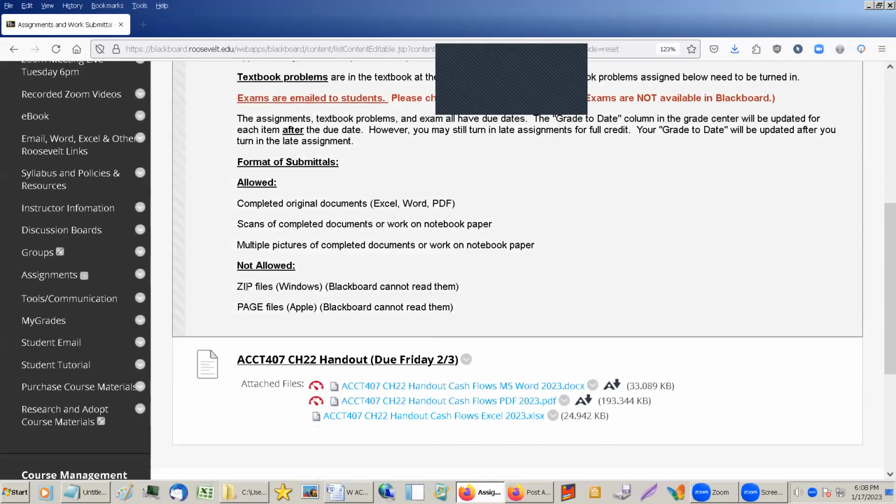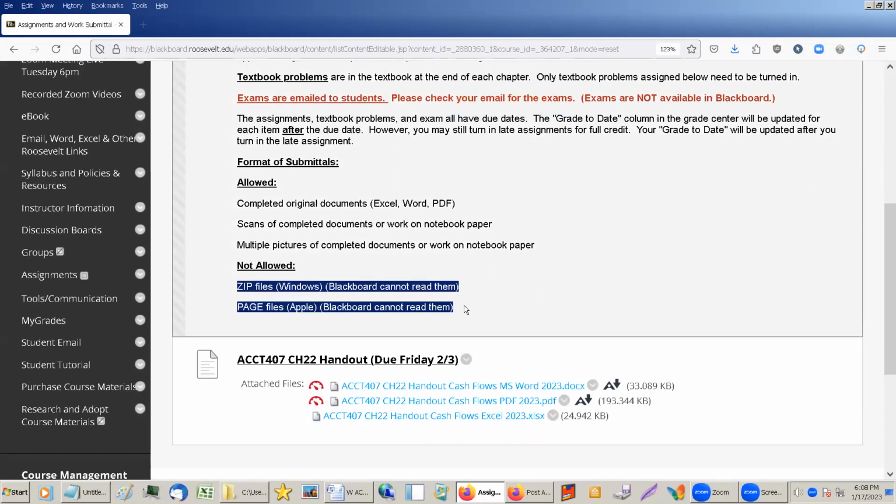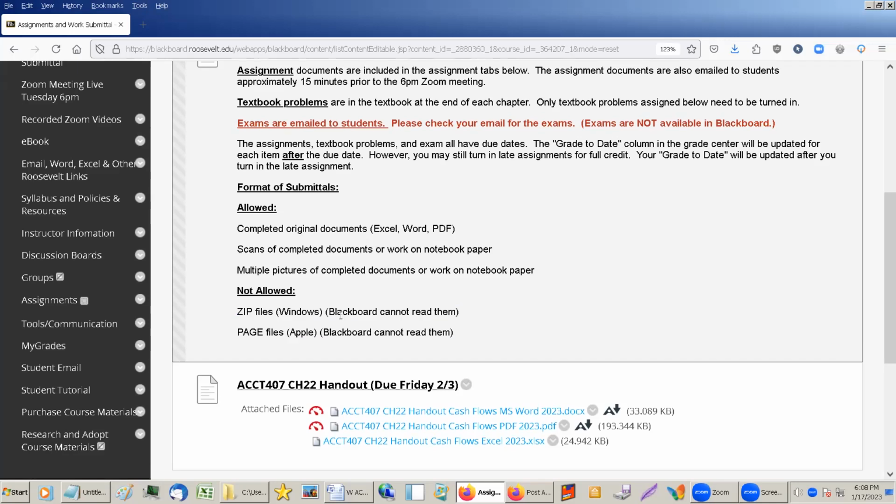Now, the thing that is not allowed are zip files and Pages files. These are both when they take a bunch of files and compress them into one file, and Blackboard does not like them. So if you're taking pictures, don't put them into a zip file or a Pages file. Just submit the pictures individually, because again, Blackboard doesn't like these.